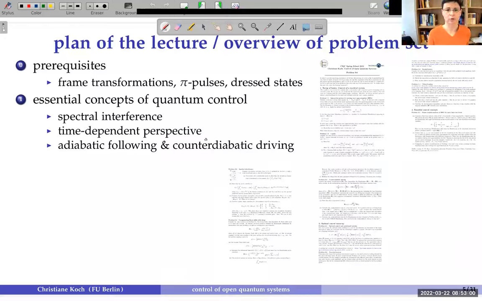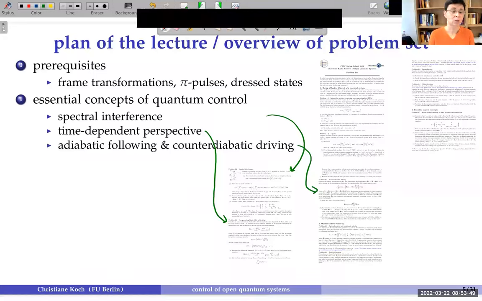So these essential concepts of quantum control, of how to build interference spectrally, temporally, or using the concept of adiabatic following. While the first problem set is just a generalization of these concepts from the recap session on frame transformations, then we have spectral interference in problem 2.2. And then we have the time-dependent perspective, which is down here. And we also have this counter-diabatic driving as a specific way to endorse adiabatic following in problem 2.4. And I'll comment more on those tasks during the lecture.